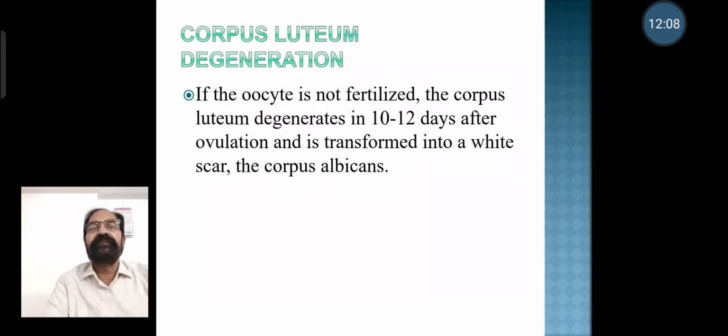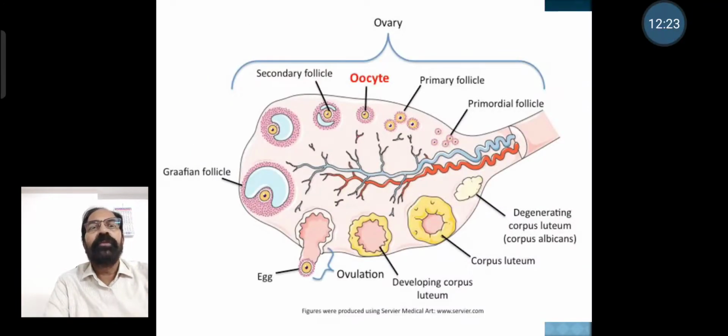Corpus luteum degeneration. If the oocyte is not fertilized, the corpus luteum degenerates in 10 to 12 days after ovulation and is transformed into a white scar called corpus albicans. So the picture showing the ovarian cycle, starting from oocyte, primordial follicle, then primary follicle, then secondary follicle, then we can see egg being released, that is called ovulation. Then there is corpus luteum formation and corpus albicans.